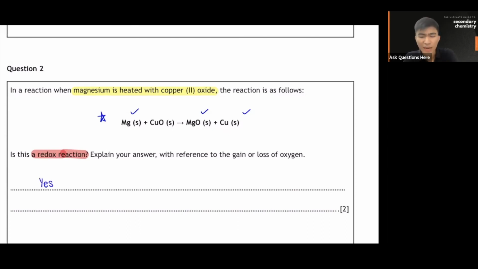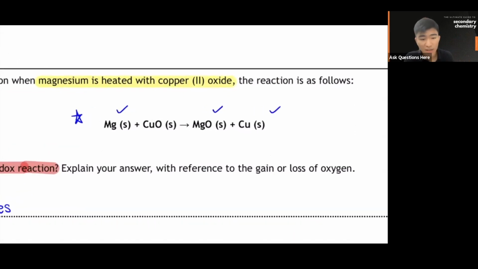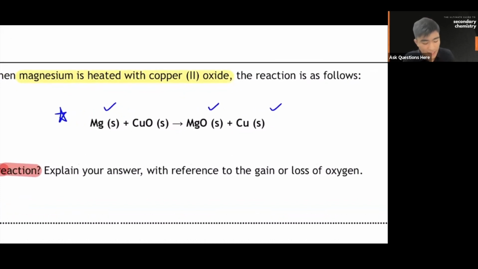Now, I want to show you why this is a redox reaction in a very, very systematic manner. Students, please don't go around saying, oh, something gets oxidized, something gets reduced. You don't really know what is happening, right? But what is the foolproof method to identify a redox reaction? Follow me closely now. First, identify the species in the reaction. We have magnesium, we have copper, we have oxygen.